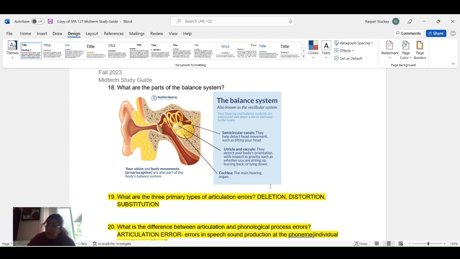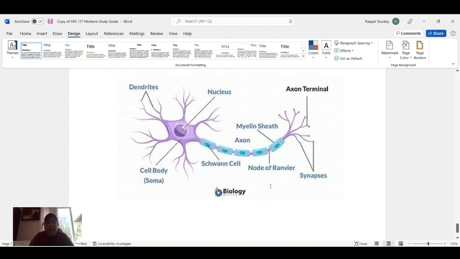Utricle and saccule. The main hearing organ is your cochlea. And that is it for today.